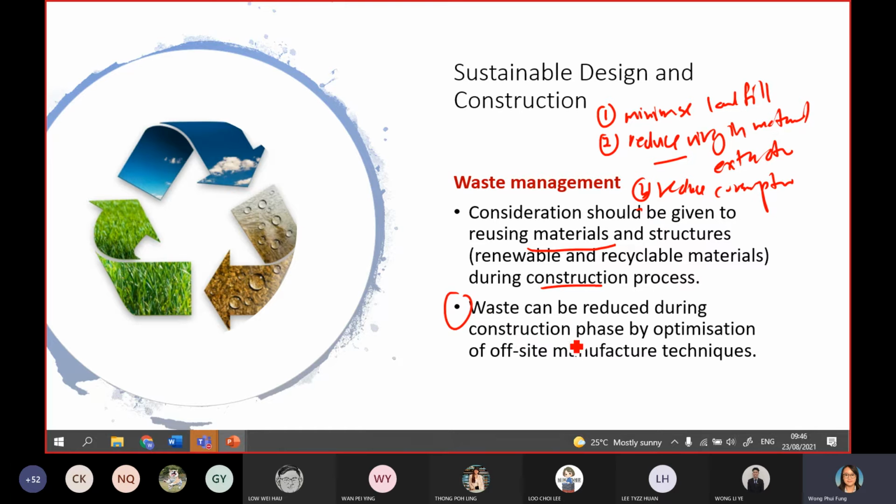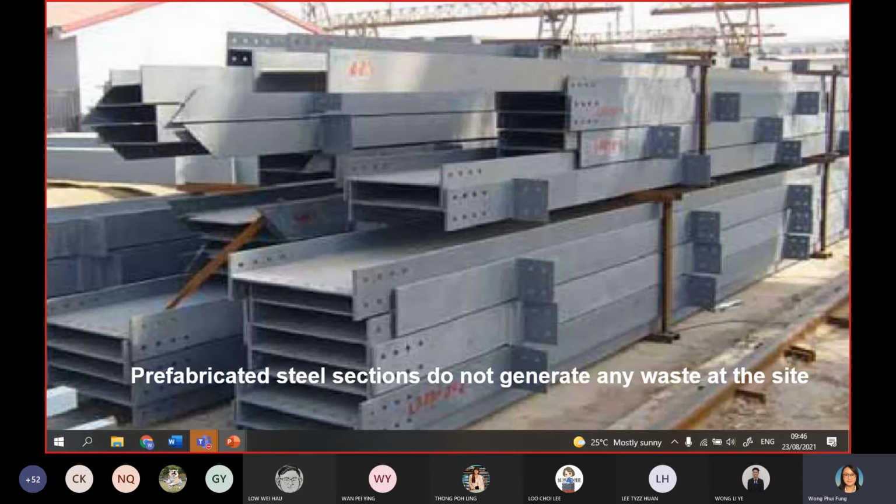And waste can be reduced also during the construction phase by optimizing offsite. This one means precast, prefabricated structure. Okay, so say for example, prefabricated steel sections do not generate any waste at the site, because if you use the conventional steel bar, definitely you cut, you bend and you cut, you twist, it will produce a lot of waste.